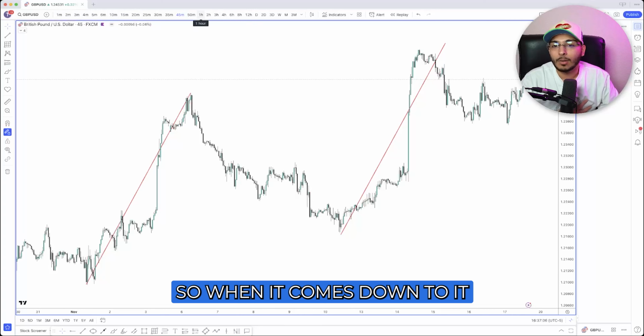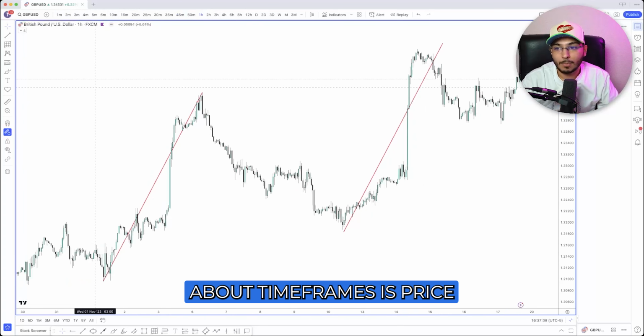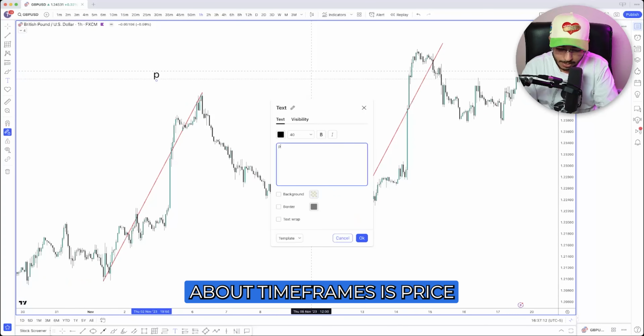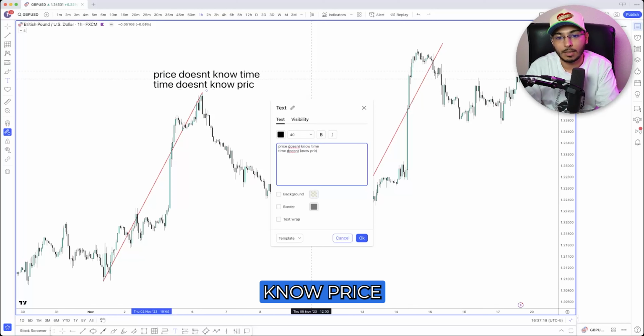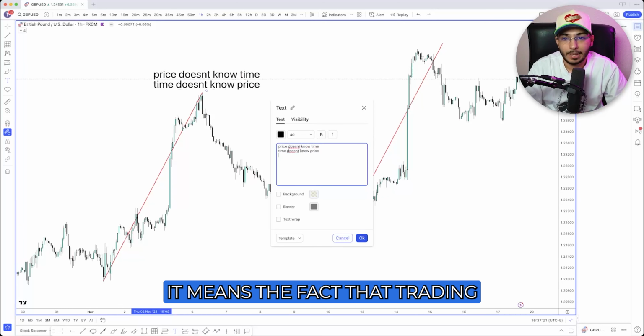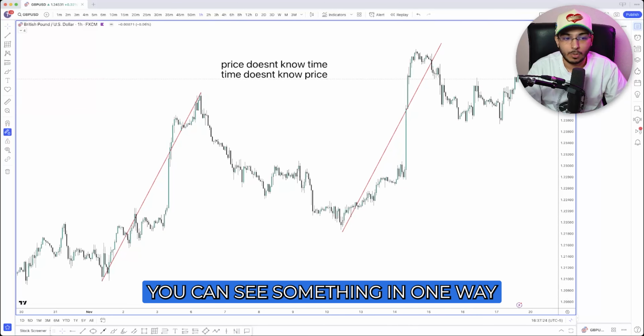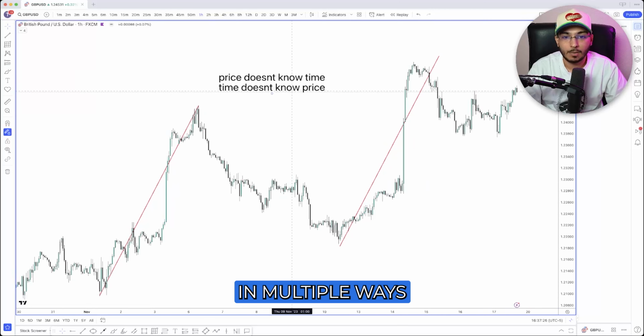So when it comes down to it, the thing you guys have to understand about time frames is price doesn't know time and time doesn't know price. Now, what does that mean? It means that trading is all about fractals. You can see something in one way and in multiple ways.